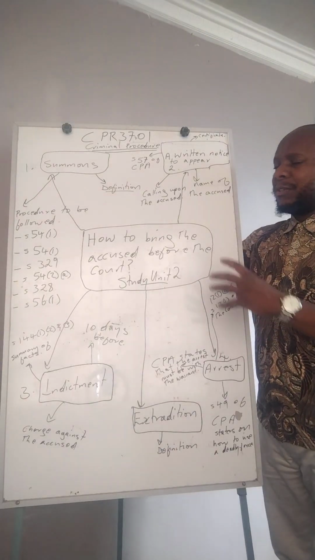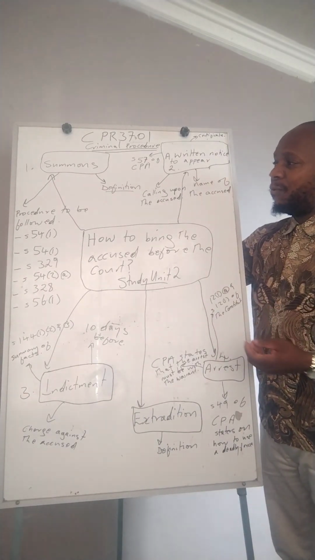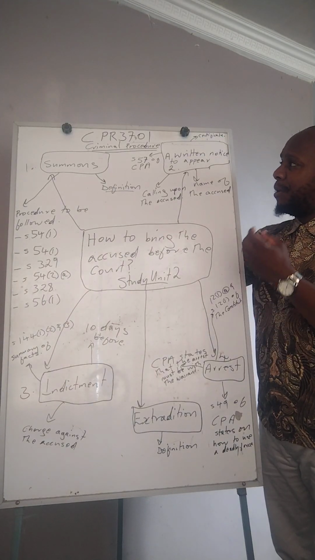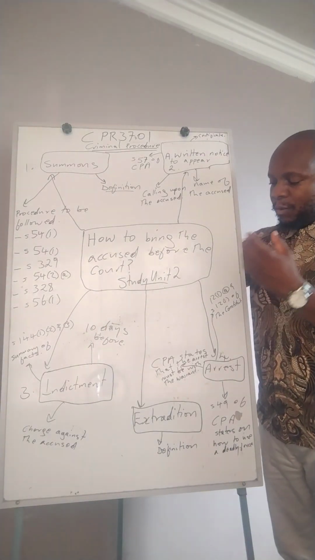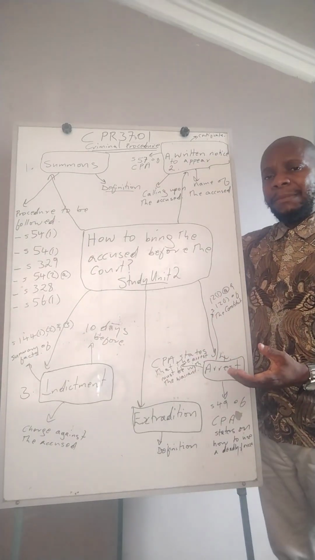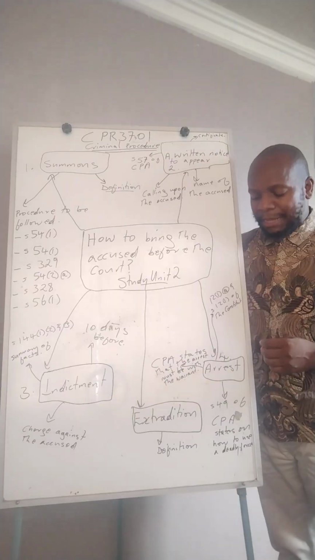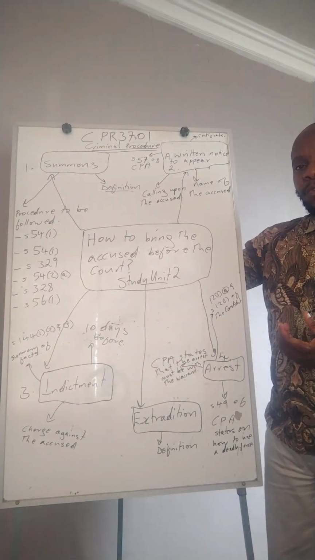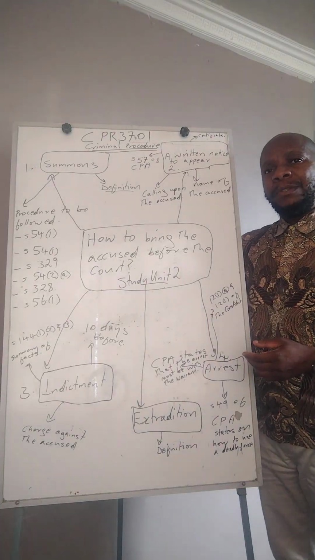So I've decided to summarize those different methods into 5, starting off with the use of a summons, the second one being the use of a written notice to appear, the third one being the use of an indictment, the fourth one being the use of an arrest, and the last one being the use of an extradition. So starting off with the use of a summons.